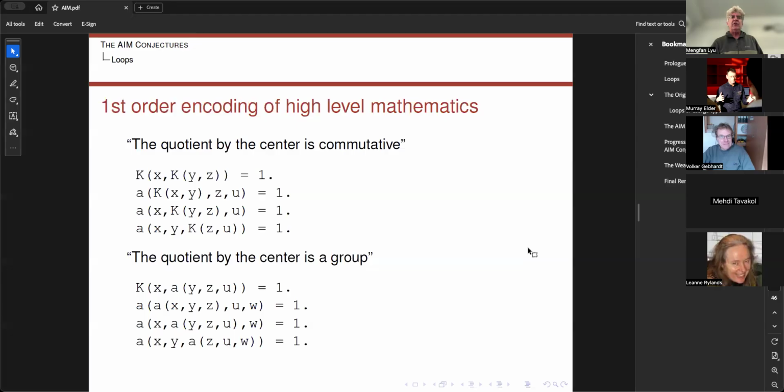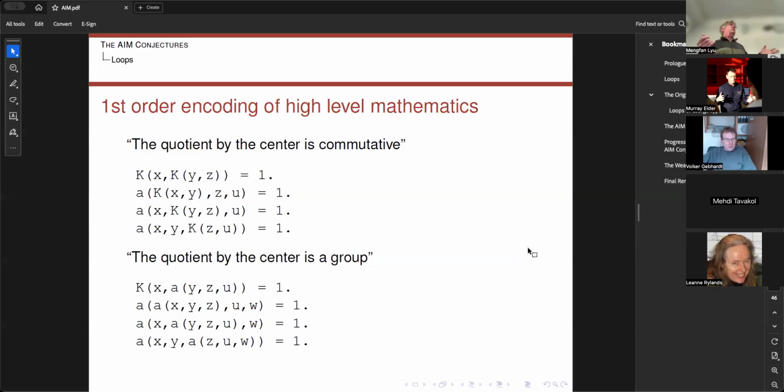Okay, so let's talk a little bit about something that is part of the theme of what I'm going to be saying here, which is how to do first-order encoding of high-level mathematics. Okay, so here are a couple of examples of this.